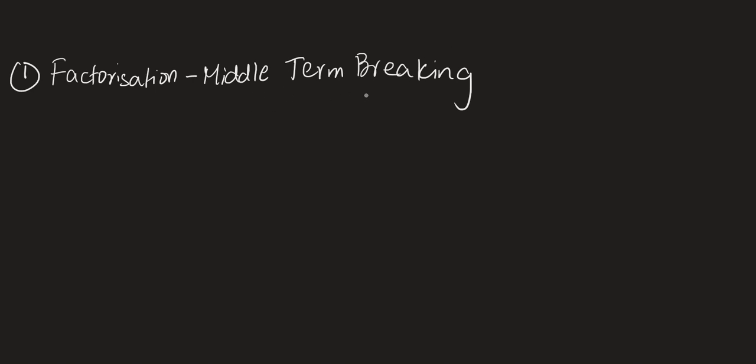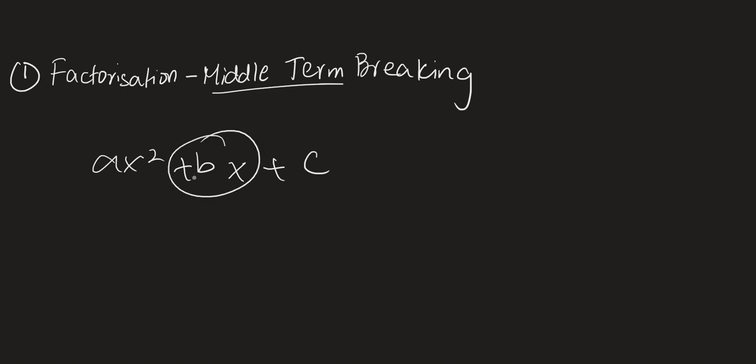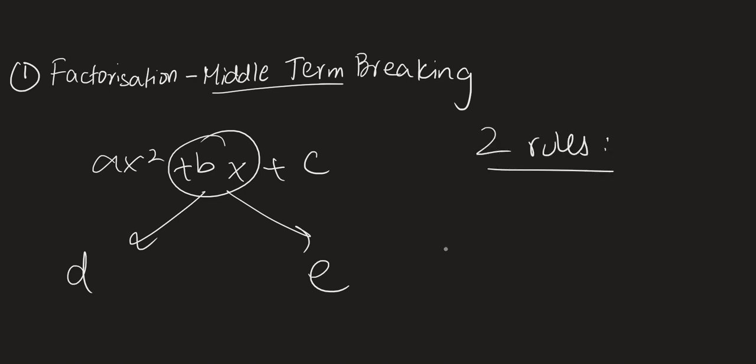So from the name, you can tell that we'll be breaking down the middle term. So this is our general form of the equation, and this is the middle term. We'll be breaking this down into two parts. Let's call it D and E. Now there are two rules that we need to keep in mind when breaking them down.